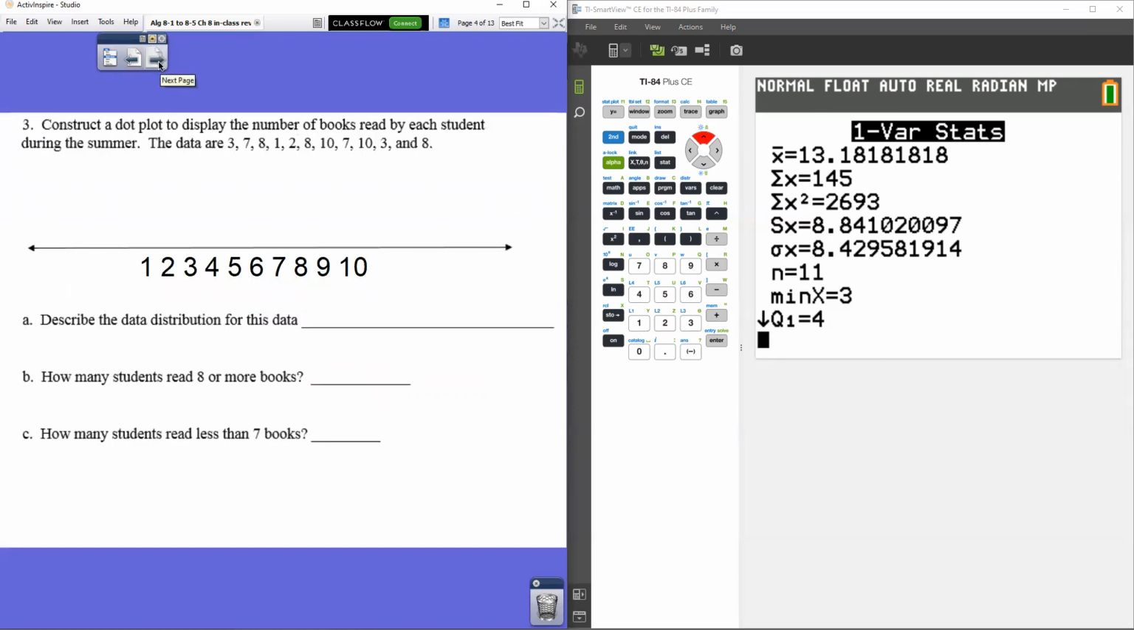Take a look at question number three. Construct a dot plot for the data. Describe the distribution. So I want to know whether it is symmetric, skewed left, or skewed right. And then there are a couple questions to answer. Go ahead and do question number three, please.